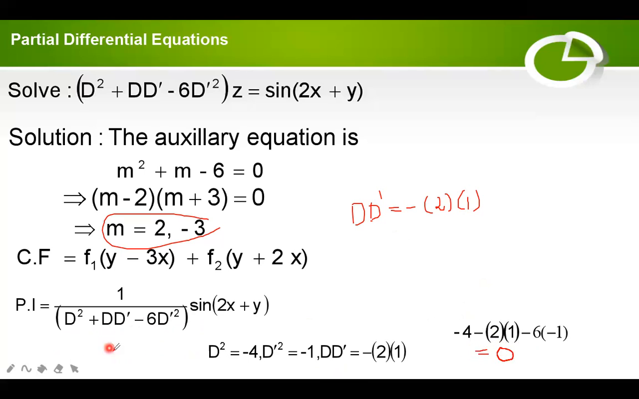If the denominator is 0, we differentiate this denominator with respect to capital D, and we multiply that result with x. So differentiating with capital D, derivative of D D dash is D dash, and D square derivative is 2D. So that means x times 1 upon (2D plus D dash) into sin(2x plus y).